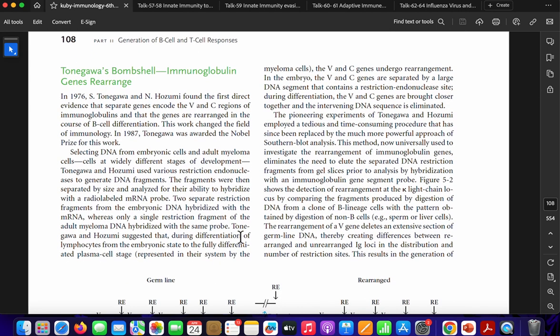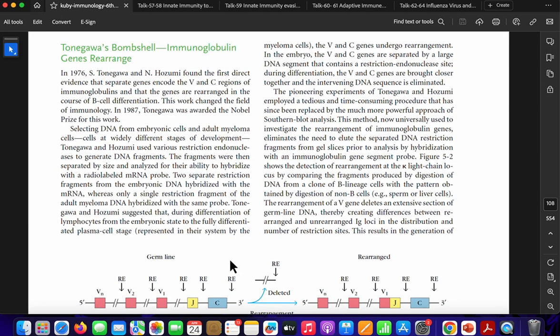Selecting DNA from embryonic cells and adult myeloma cells at widely different stages of development, the fragments were then separated by size and analyzed for their ability to hybridize with a radio-labeled mRNA probe. Two separate restriction fragments from the embryonic DNA hybridized with the mRNA, whereas only a single restriction fragment of the adult myeloma DNA hybridized with the same probe.